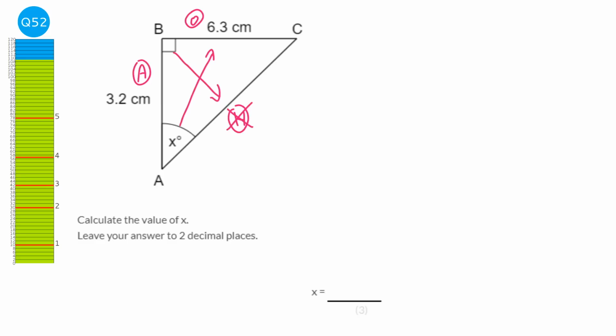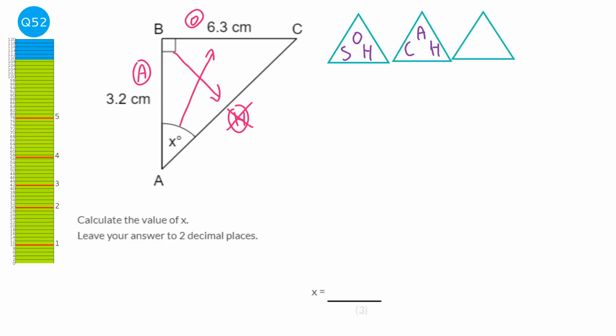Next thing we're going to do is write out our triangles, our SOHCAHTOA triangles. So we're going to have SO, CA, and TOA. And we cross out the H, so it's not going to be SO, and it's not going to be CA, so it's a TOA question. And TOA is short for tan x equals opposite over adjacent.